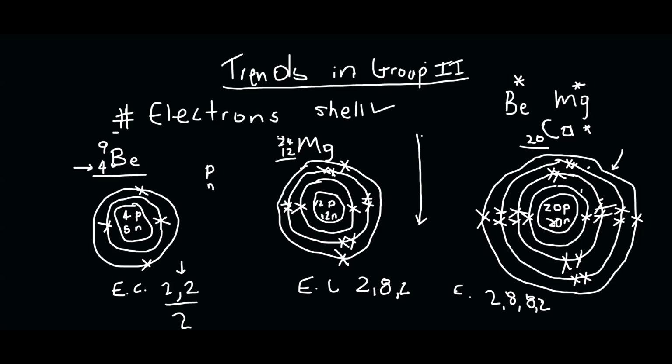Moving on to magnesium now. How many shells would that have based on the EC? Three shells, sir. Excellent. So we have three shells. Oh, the shells increase each time. Yeah, excellent. That's it. So two shells, then three shells.